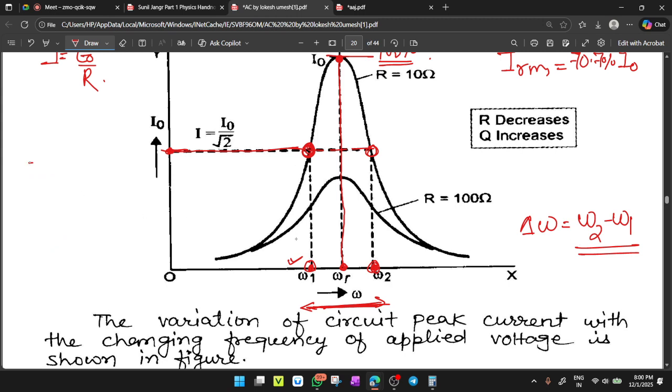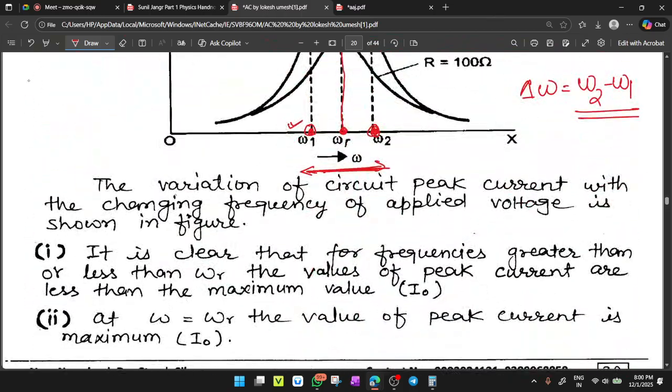You see, students, that I equals E naught upon R, I naught equals E naught upon R. Clear? So if you increase the value of resistance, the value of I naught will decrease.